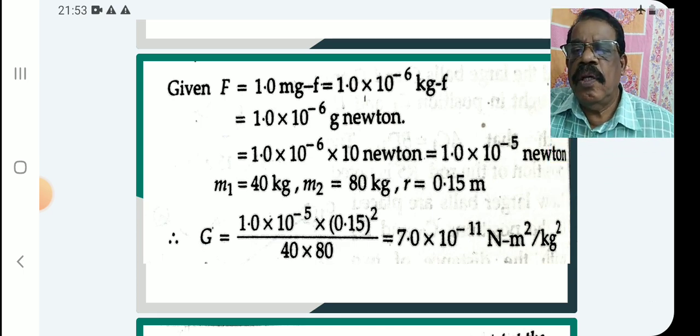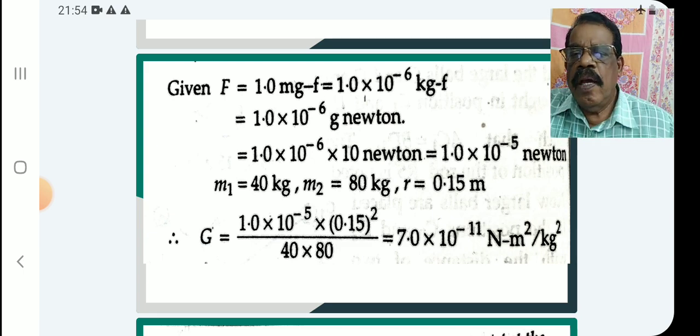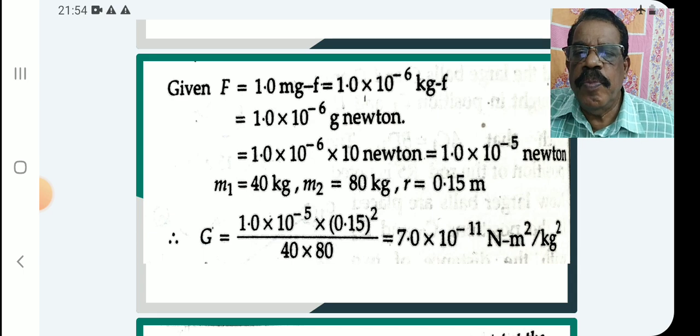That is the force. F is equal to 1 milligram force, which we can convert into 1 into 10 raised to minus 5 Newton. m1 is 40 kilogram, m2 is 80 kilogram, r is 0.15 meter.